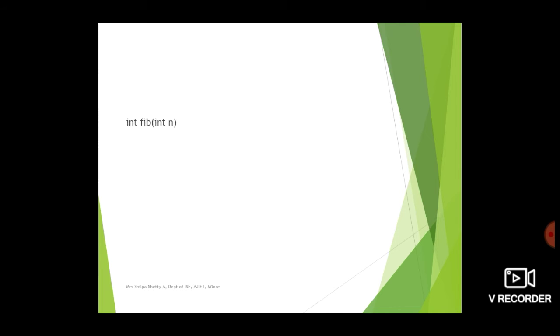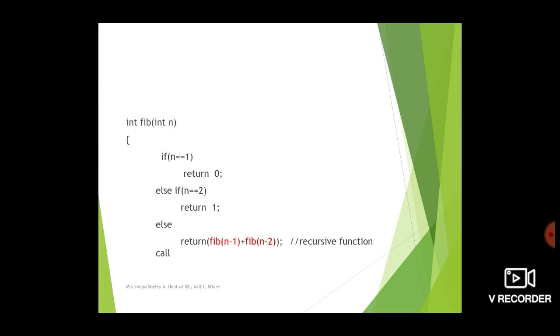So now let us define the fib function. int fib(int n). We have already written the recursive relation, so it's very easy to write the program. We know that when n is 1, that is the number of terms is 1, the series will be just 0. Else if n is equal to 2, the second term in the series is 1. Otherwise it is Fibonacci of n minus 1 plus Fibonacci of n minus 2. So else return fib of n minus 1 plus fib of n minus 2. That is the end of the function here.